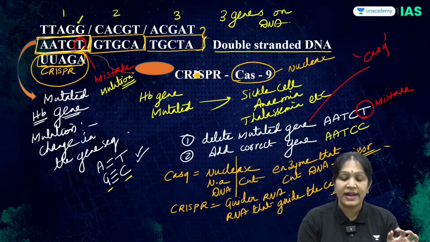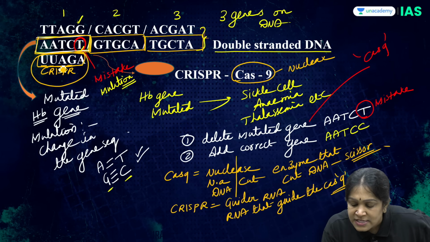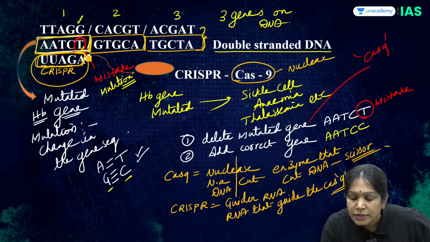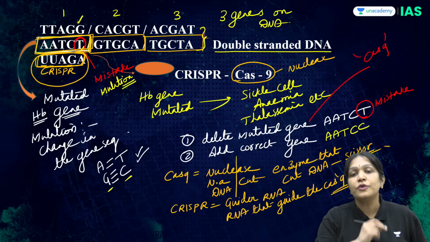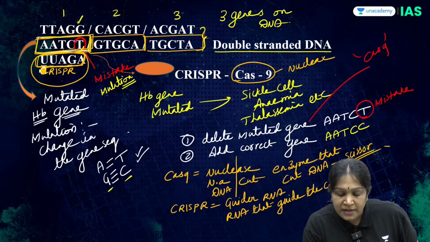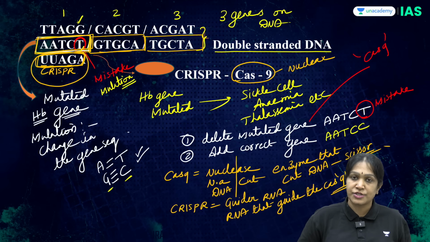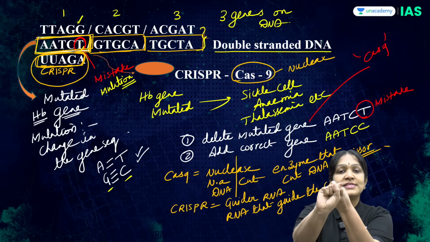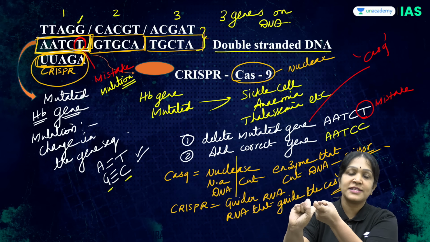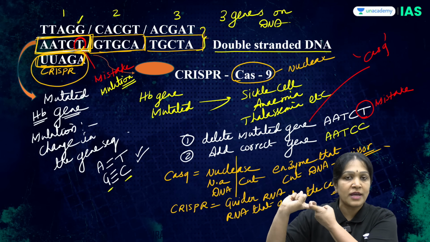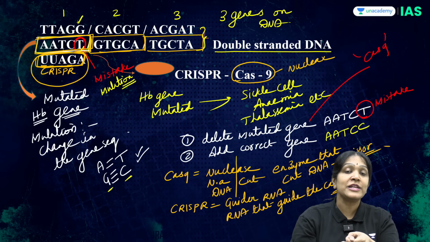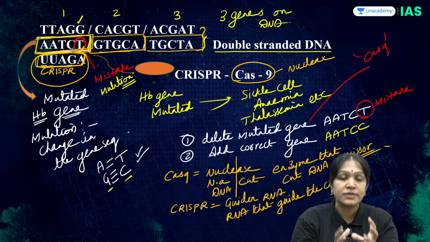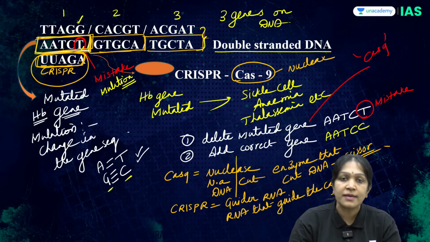So CRISPR will guide. If you observe, where is the CRISPR bound? CRISPR is bound to the first gene. So the Cas9 will understand, okay, I have to cut the first gene. This CRISPR is not bound to the second gene, so Cas9 will not cut the second gene. CRISPR and Cas9 are like a wife and husband, like a couple. They are together. Wherever the CRISPR goes, the Cas9 goes. CRISPR will show Cas9 where to cut. It will show the mutated gene and Cas9 will cut the mutated gene.